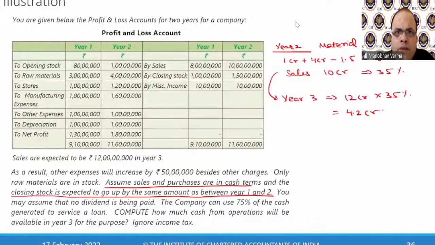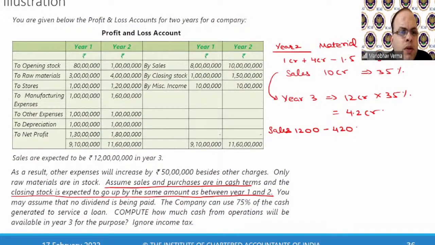Everything else remains the same. So let's do a quick calculation here, and then probably we can have a look at how to go about this. So for the year 3, I'm just doing a quick mathematics here on the screen itself. For the year 3, my sales is given to us as 1200. Then we just calculated my material consumed is 420, 4.2 CR. So that means 1200 minus 420.